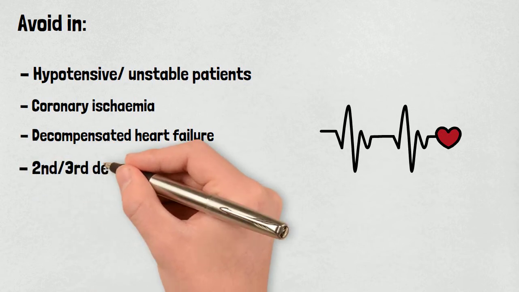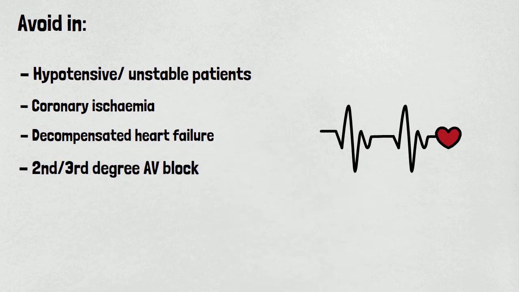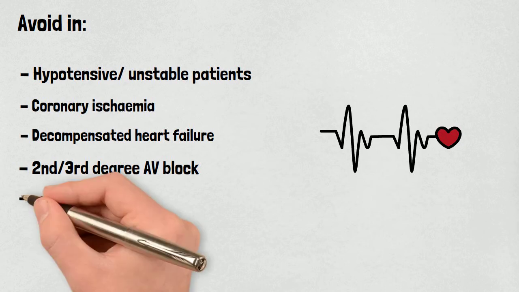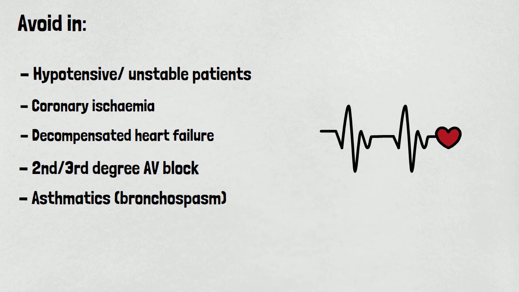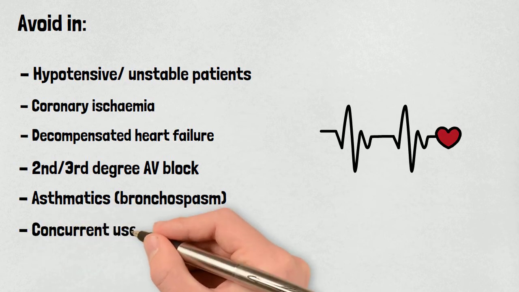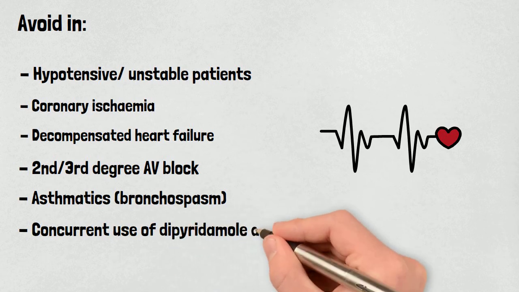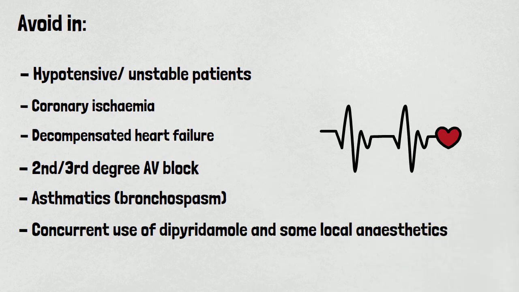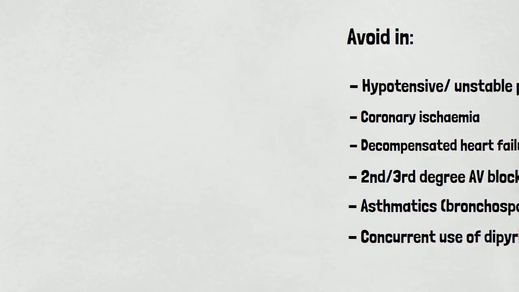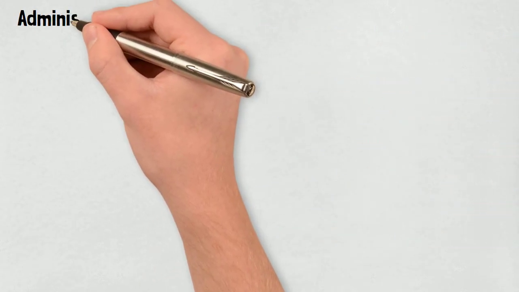Anybody with a second or third degree AV block, you should be really cautious about giving adenosine, as it may worsen their underlying block. In asthmatics, adenosine has been known to cause bronchospasm, so in those asthmatics that are on quite high levels of treatment, you should probably avoid it. It's also worth noting that you shouldn't use adenosine when the patient is also on dipyridamole, and some local anaesthetics, as this can significantly increase the effect of adenosine and worsen any bradycardias or risk of asystole.